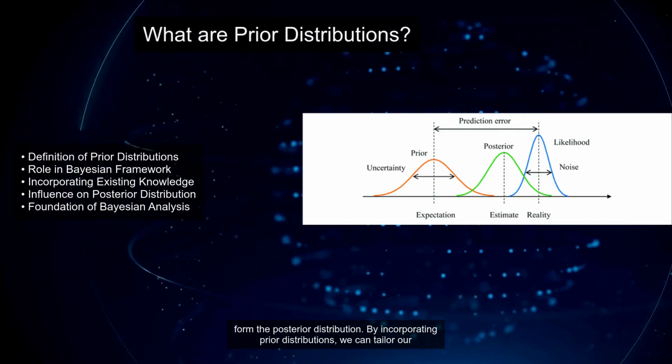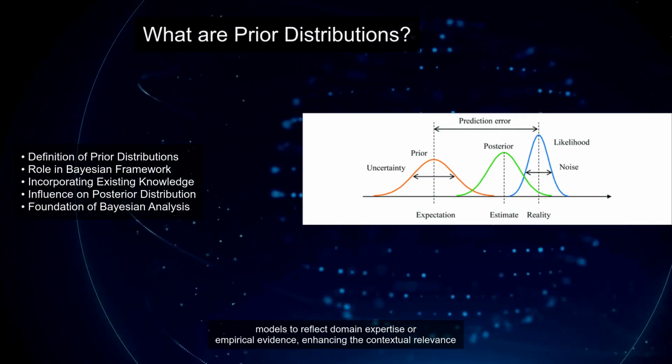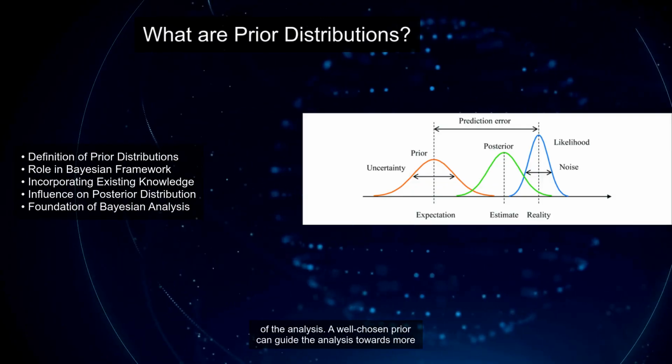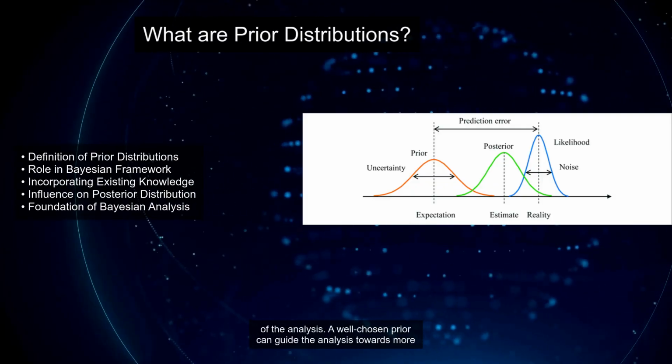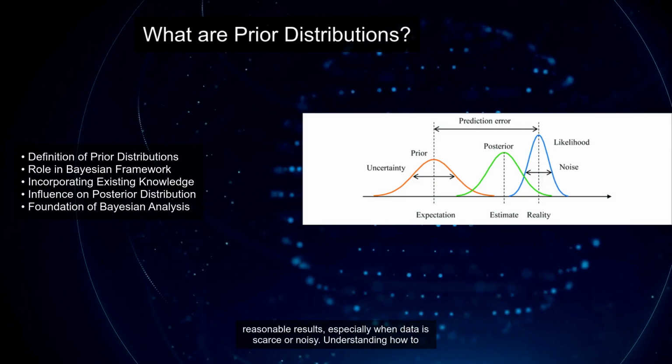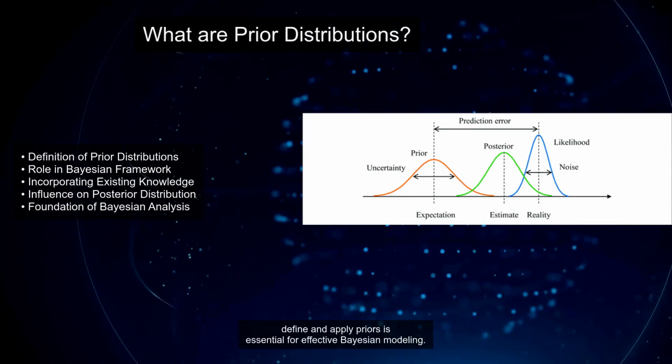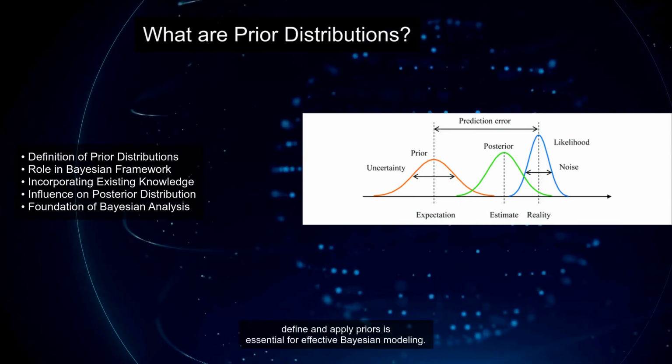By incorporating prior distributions, we can tailor our models to reflect domain expertise or empirical evidence, enhancing the contextual relevance of the analysis. A well-chosen prior can guide the analysis towards more reasonable results, especially when data is scarce or noisy. Understanding how to define and apply priors is essential for effective Bayesian modeling.